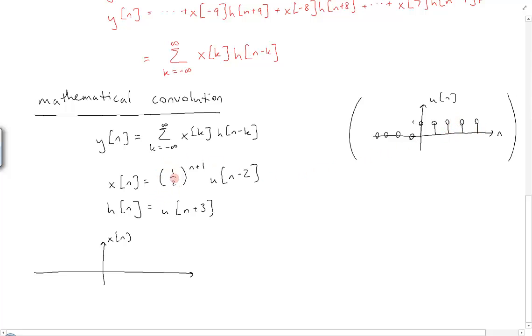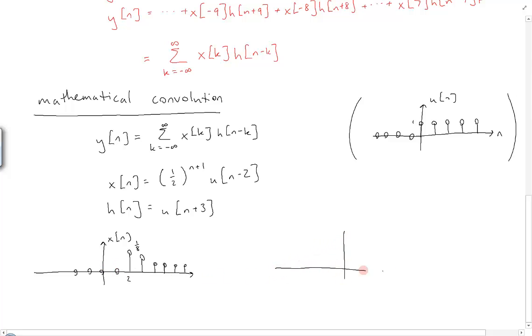And we're going to have this function 1/2 to the n plus 1. So therefore, the first sample here is going to have a value of 1/8, because that's 1/2 to the third power, n plus 1, because it starts at 2. And then it's going to be this decaying exponential kind of function, which could look something like this. And it keeps going for all infinity and is 0 for everything to the left.